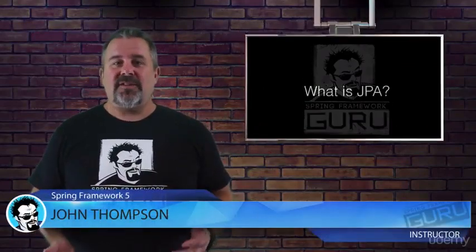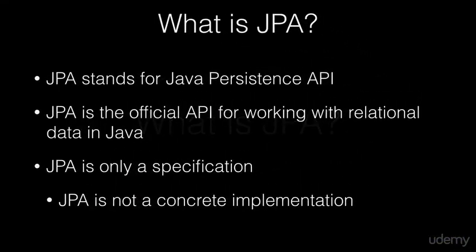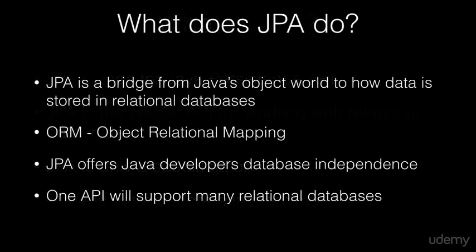Okay, so what is JPA? JPA stands for Java Persistence API. Now, this is the official API for working with relational data in Java. JPA is only a specification, it's not a concrete implementation, meaning that it is an API specification and there are other vendors to choose from. There are different implementations to choose from for JPA.